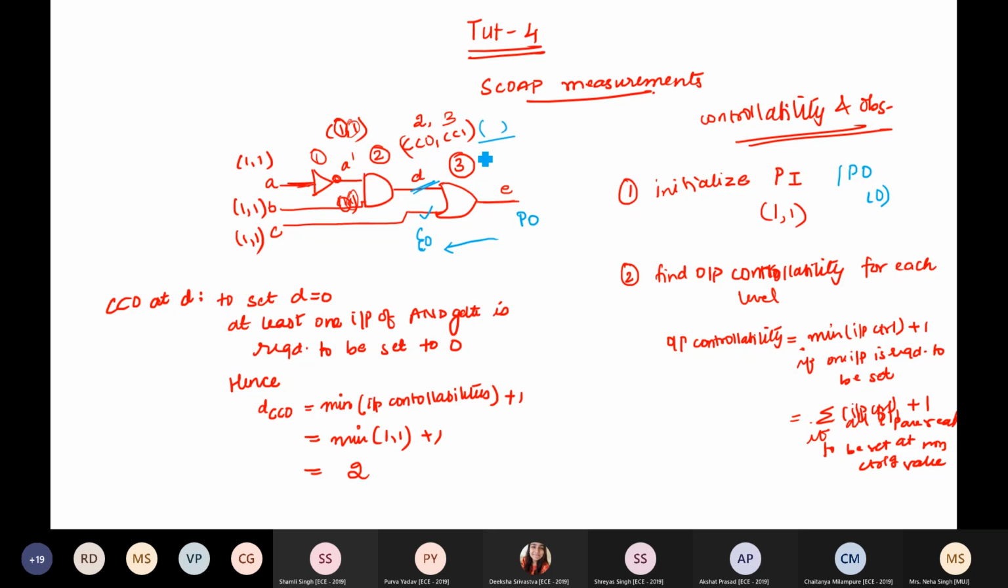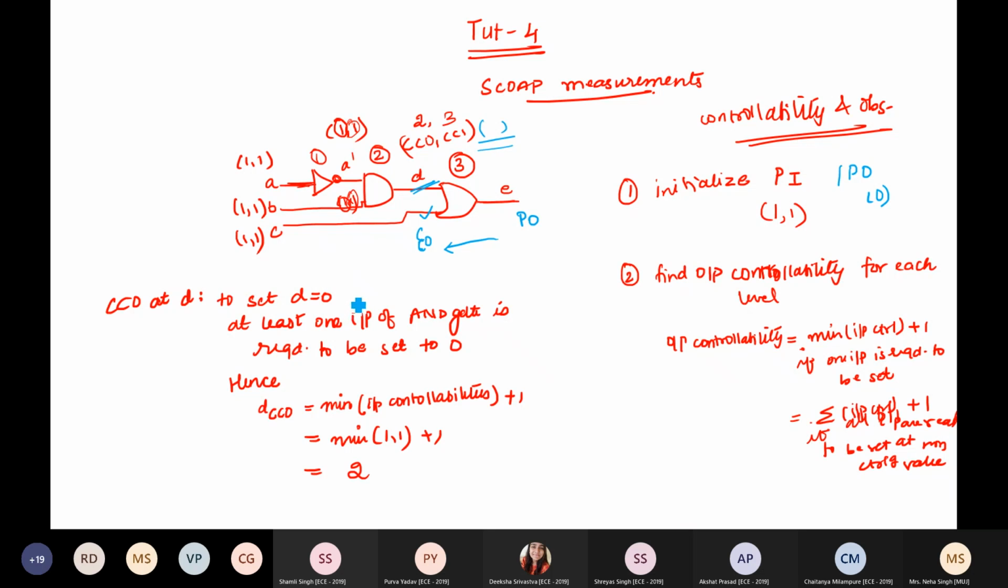The observability will always be written outside the brackets. Then you propagate, then you move back towards primary input and continue until you get the observability defined for all the wires. Okay?